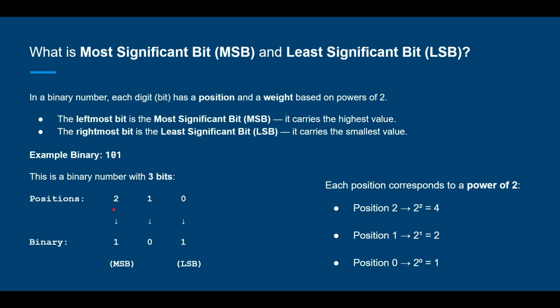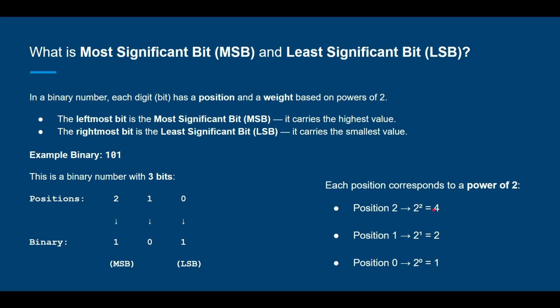Positions have a very important role here, because this binary number contains 3 bits, 101. So how are we going to utilize the positions? Each position corresponds to a power of 2. For position 2, 2 to the power 2 is 4, its value itself is 4. Similarly, for the others we can see the value.